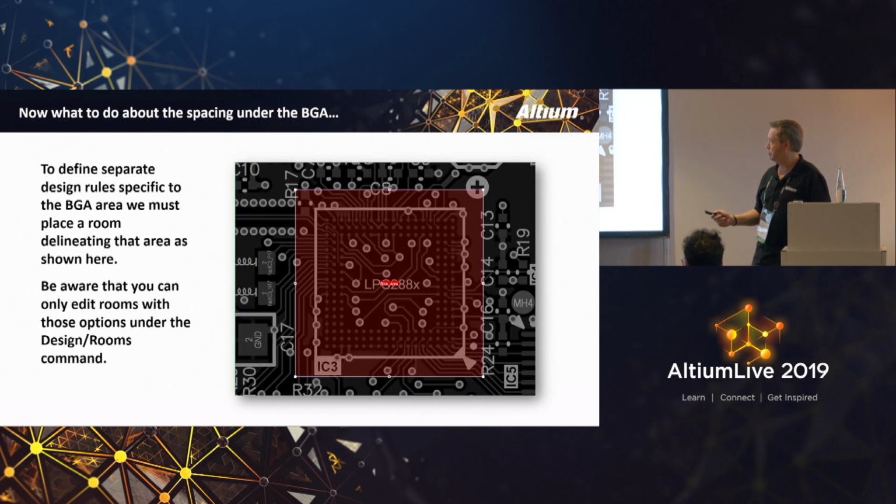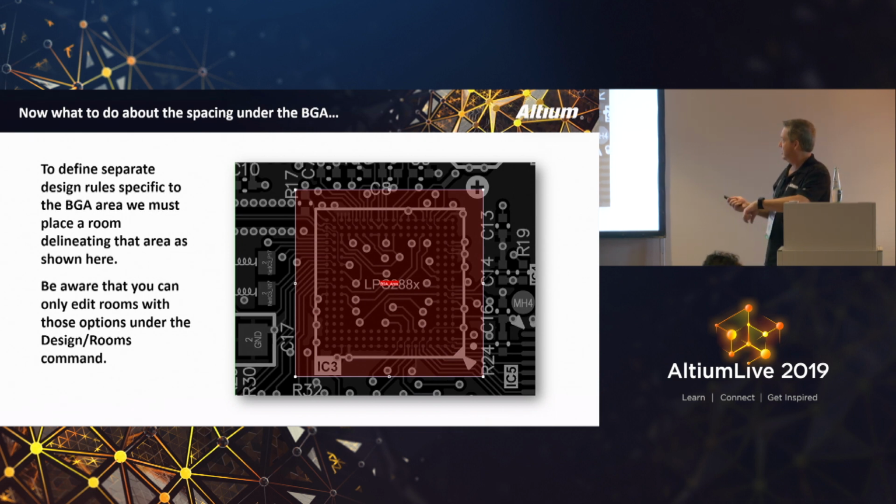And we do that by placing a room, as I've got here, underneath that BGA. There is a command under the design option called rooms, and it gives you lots of different options for creating rooms. Here I have just outlined an area around the BGA where, within this room, I want to allow 3 mil trace widths and 3 mil spacing.